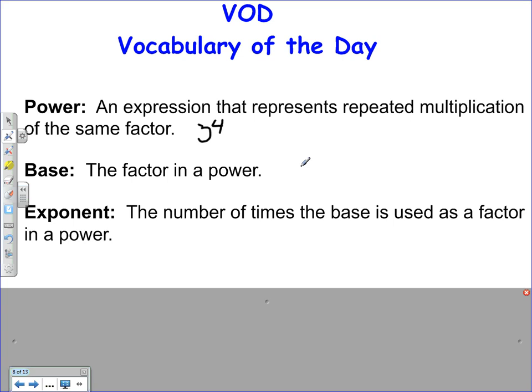The base number is the factor in the power. In this case, the base number is 3. Right? The exponent is the number of times the base is used as a factor. In this example, our exponent is 4.